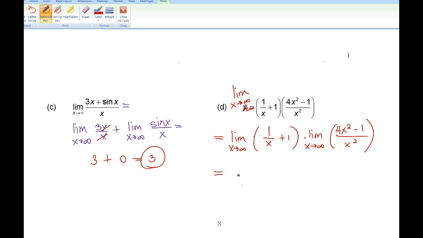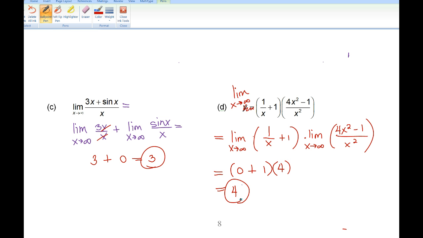Let's look at each part here. I just separated it, because I think it's easier to do it this way than to multiply it out and then take the limit. So the first part, 1 over x. If we think about x approaching infinity, 1 over infinity is approaching 0. Plus 1, constants stay, just like we had here with the 3. Then here, look at the leading coefficients in the top and the bottom, because these two have the same degree. So we're just left with 4. So the whole thing just becomes 1 times 4.